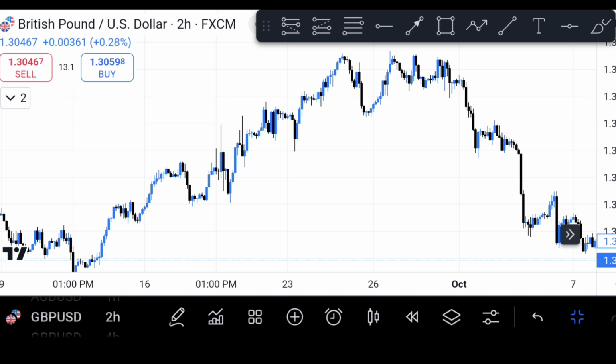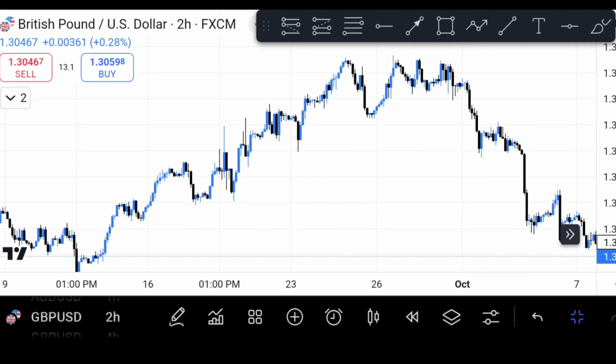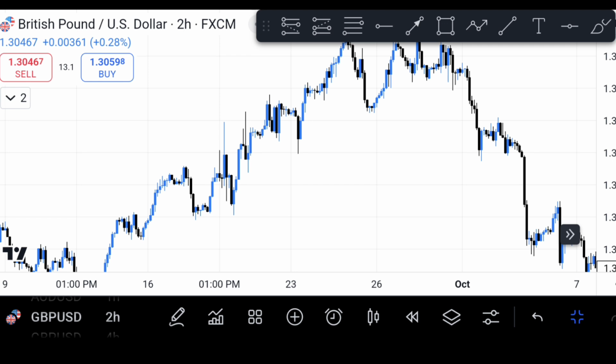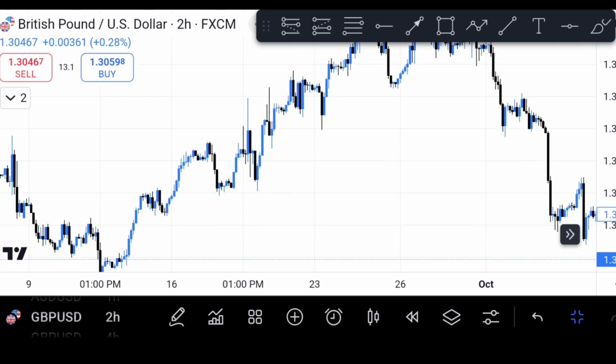Okay, so you can see I'm using the pair GBP USD to show you this, and you can apply it to every pair. It works. These are the candlestick confirmations for you to see before you enter a trade.